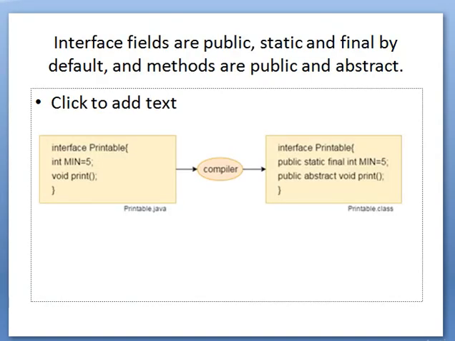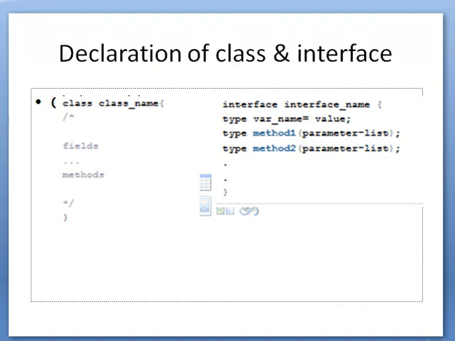Now, declaration of the class and interface. Suppose you want to declare one class, so we have to write class, the class name, and inside that we declare different variables as well as definitions of methods. Similarly, for declaration of an interface, we write the interface keyword, then the interface name, just like class and class name, then an opening curly bracket.